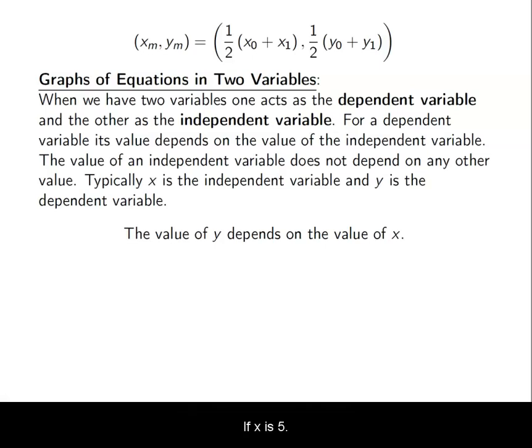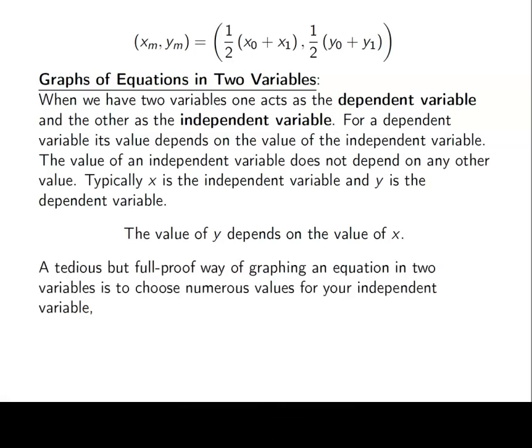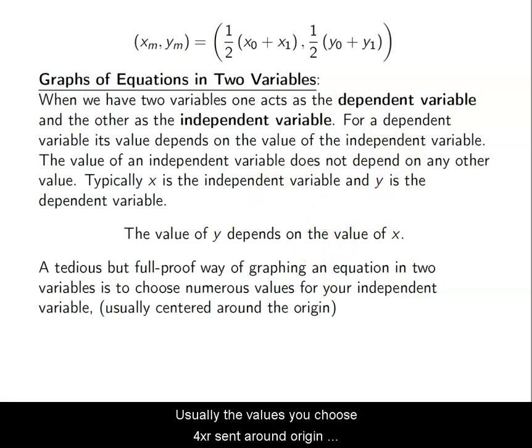If x is 5, I plug that into my equation and I will get out a value of y, right? So depending on the x that gets plugged in will tell me what y comes out. A tedious but foolproof way of graphing an equation in two variables is to choose numerous values for your x variable. Usually the values you choose for x are centered around the origin. So you'd pick like 1, 2, 3, 4, 5, -1, -2, -3, -4, -5. You'll just choose a bunch of x values.